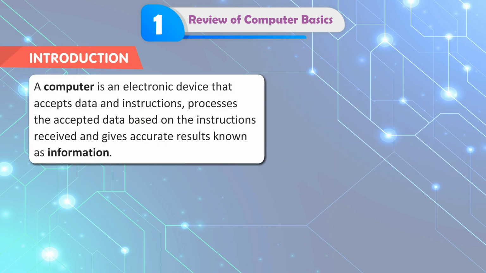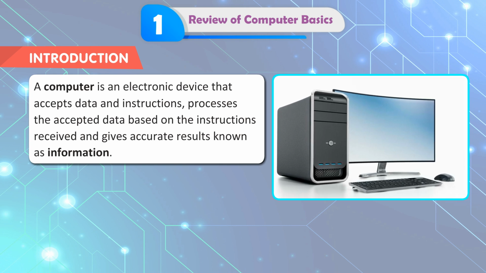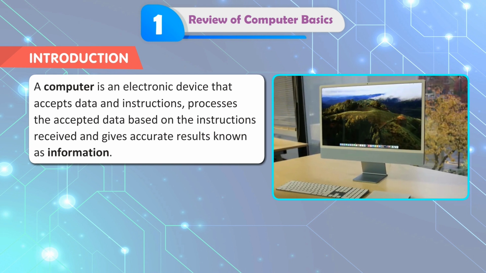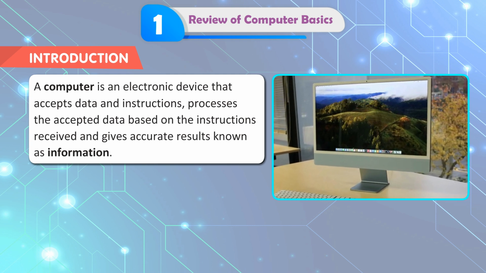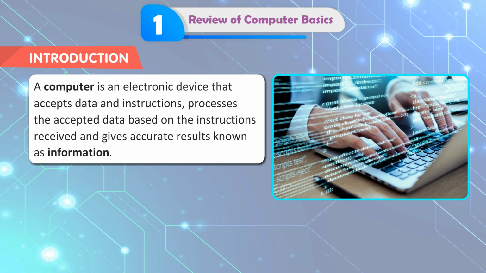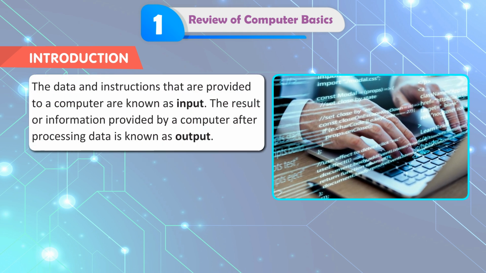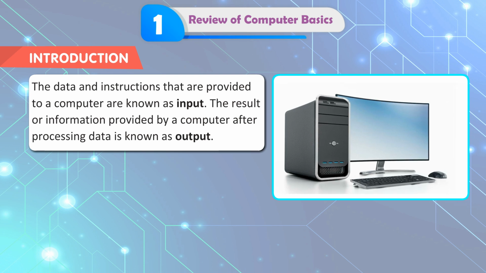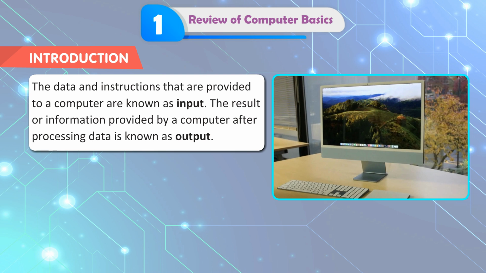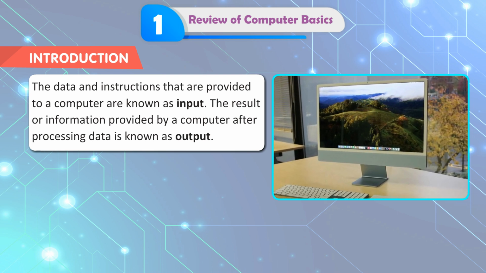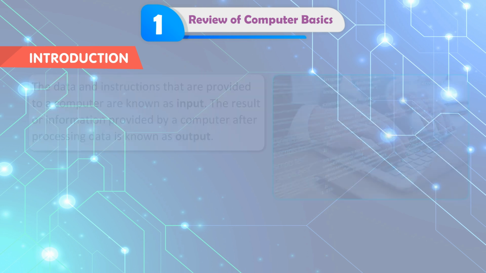Introduction. A computer is an electronic device that accepts data and instructions, processes the accepted data based on the instructions received and gives accurate results known as information. The data and instructions that are provided to a computer are known as input. The result or information provided by a computer after processing data is known as output.